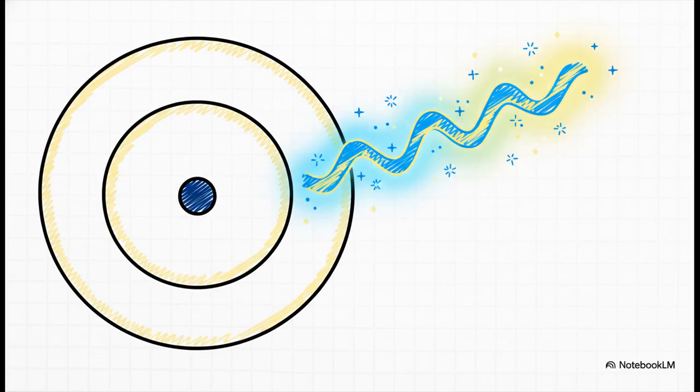And right here, this is the magic moment. As that electron falls back down, it has to get rid of that extra energy it absorbed. So how does it do it? It shoots it out as a tiny packet of light. That's it. That is literally how matter creates light.